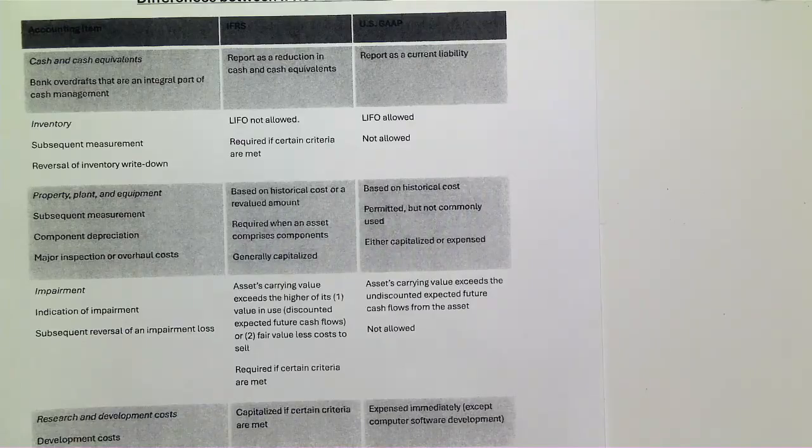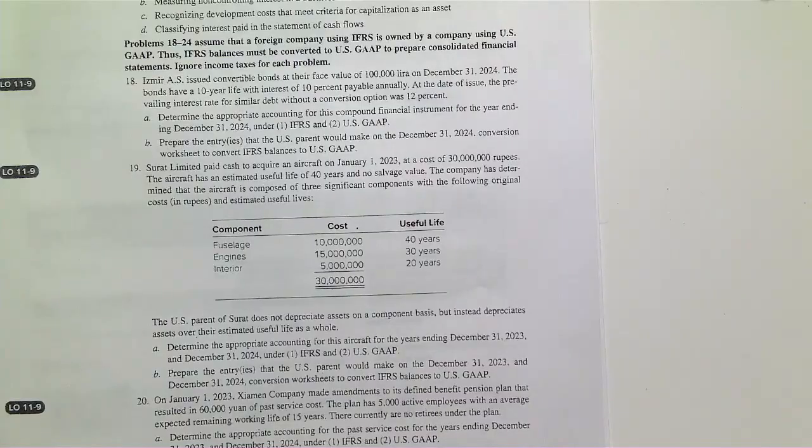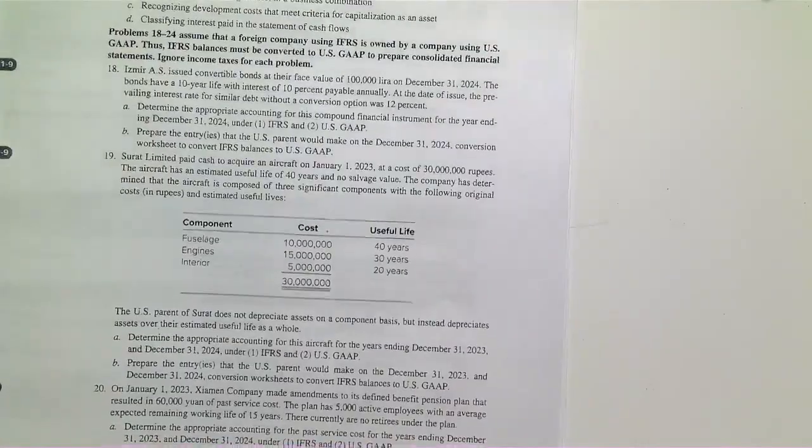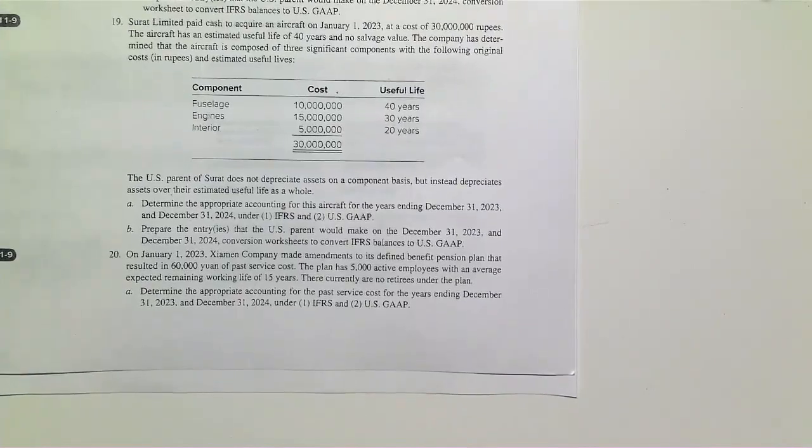Right, so problem number, what number? 19. Let's read that problem. We will do it. And what we're gonna do for problem 19, we will calculate the component depreciation, we will calculate the entire depreciation, and then what we'll do, we will do the journal entries, 2 sets of journal entries, one for the GAAP, another for the IFRS, and then we will convert it from one method to the other method. So, let's do number 19. You guys will help me with the calculations.